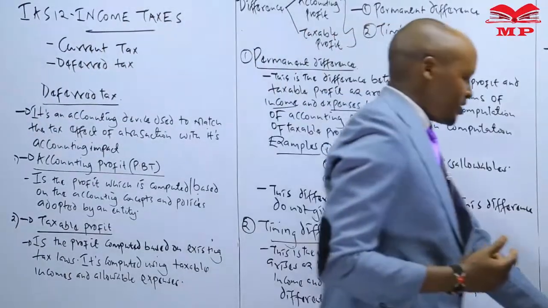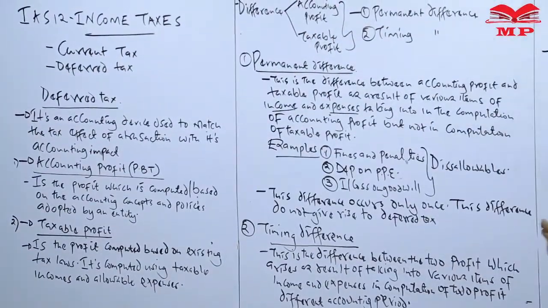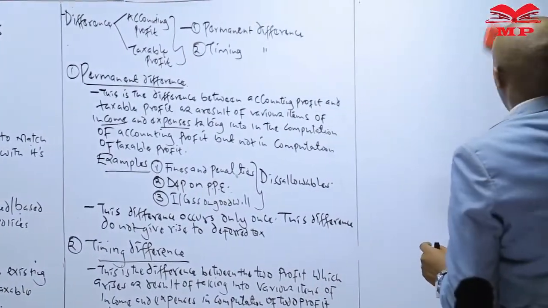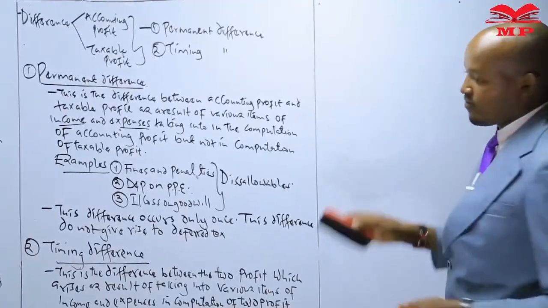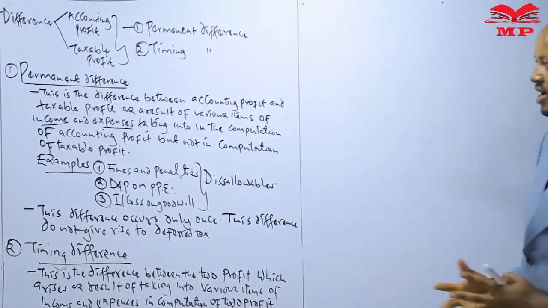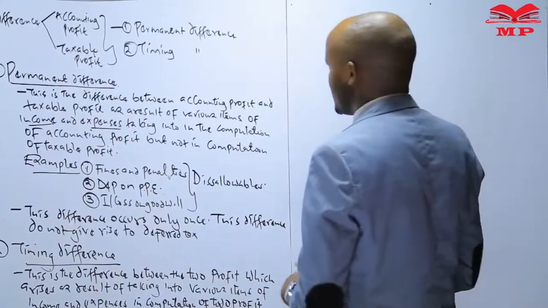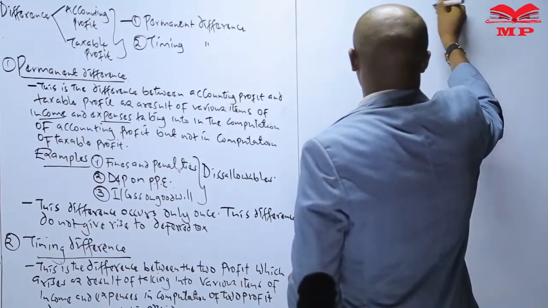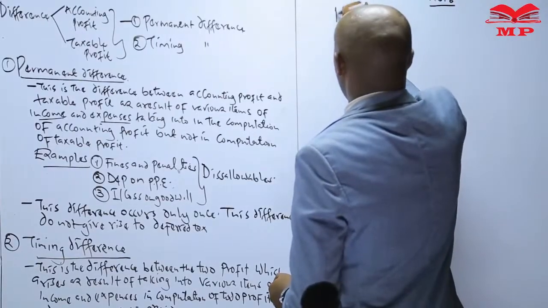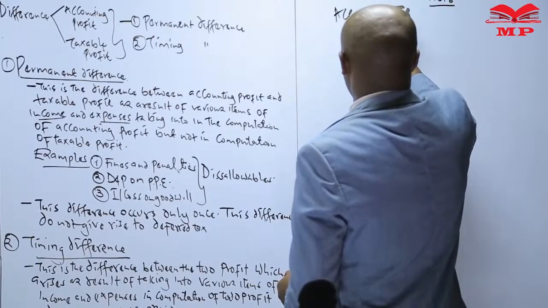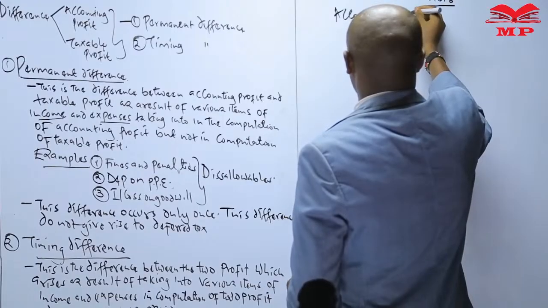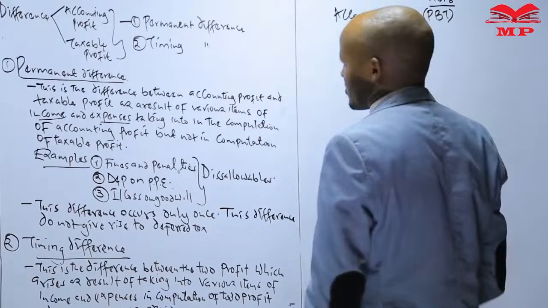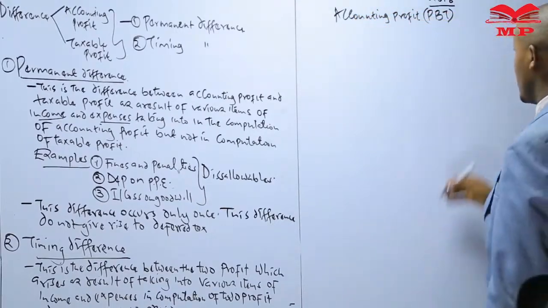And I want to illustrate using a very simple illustration how a deferred tax will arise, so that as we move forward, you'll be in a position to understand how deferred tax arises. Let's assume in the year 2018, a company reported accounting profit. Remember, accounting profit is what in other terms is referred to as profit before tax.